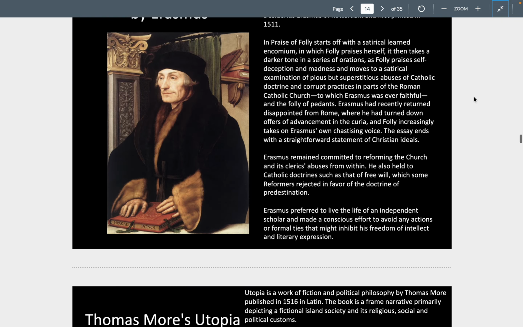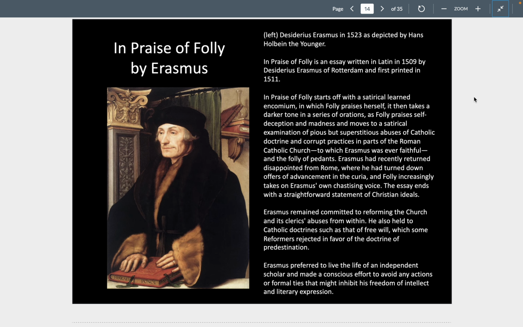Let me go a little bit ahead here. So the leading Christian humanist of the 16th century, called the Prince of the Humanists, is Desiderius Erasmus of Rotterdam. He is schooled among the brothers of common life and learned Latin, Greek, and Hebrew. He was a superb scholar and a prolific writer, and the first humanist to make extensive use of the printing press, which was invented in 1455 in Germany.